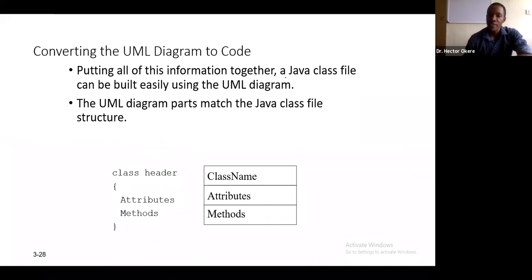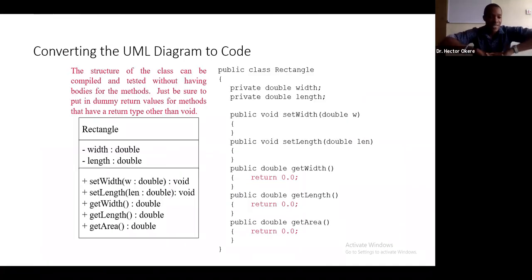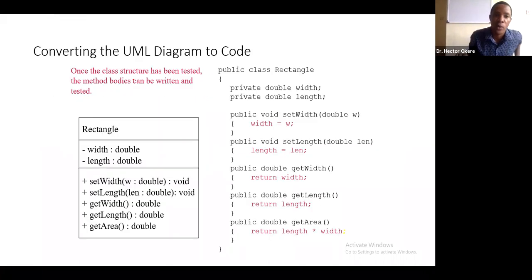Putting all this information together, a Java class file can be built easily using a UML diagram. So this is the last slide we will do for today, okay? I will try and explain what this means, and after this we'll end the class, all right? So once the class structure has been tested, the method bodies can be written and also tested, okay? Rectangle, this is the class name. Class attributes: width, double, length, double. So what are the methods? Set width, double, void. Set length, double, void. Get width, double.